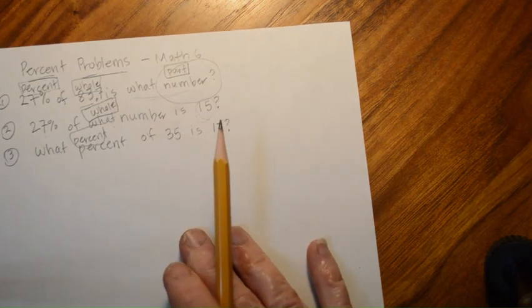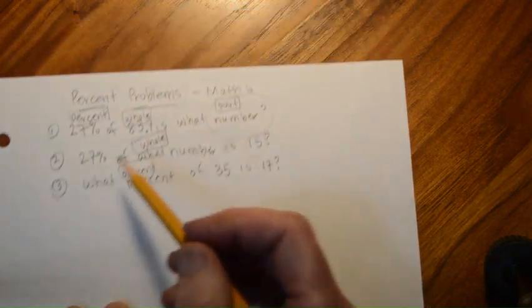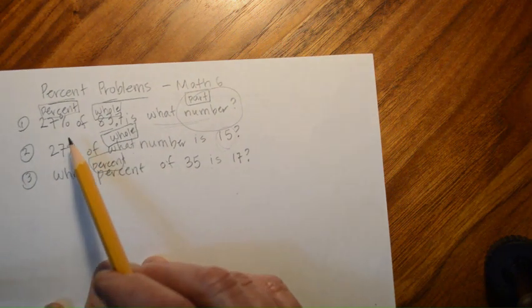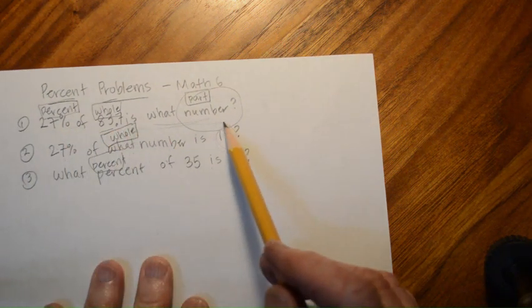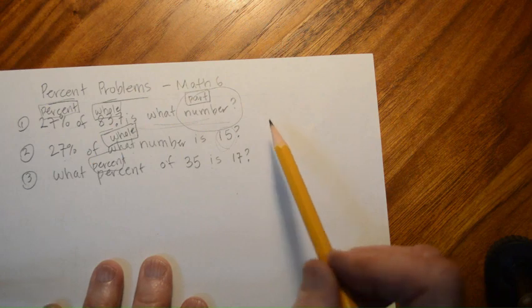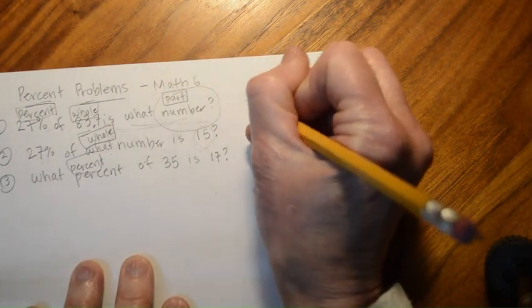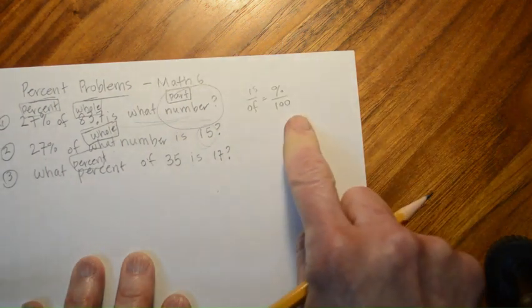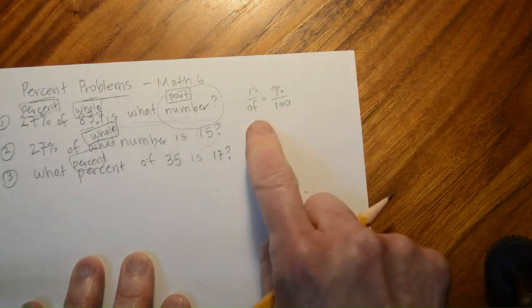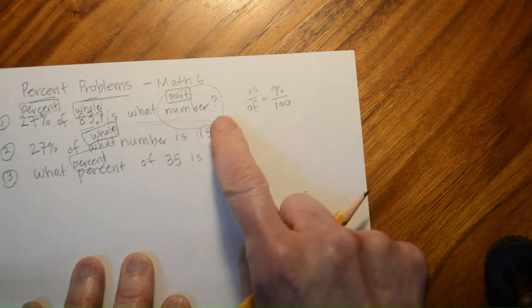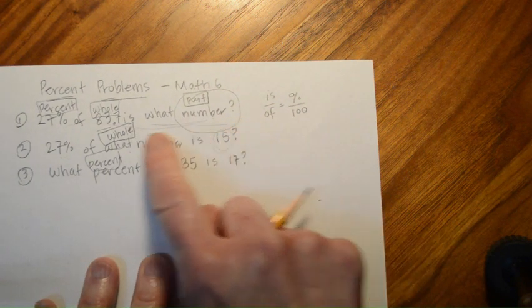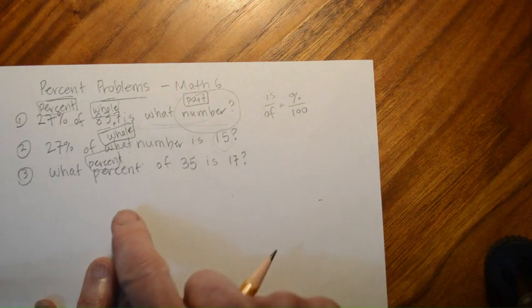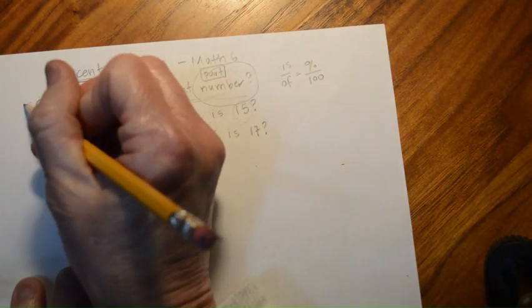But I also want to point out in general that there are different ways to solve these, but the kind that we're going to focus on is where we translate this sentence into a math equation. Again, I know there's one that's is over of equals percent over 100. We haven't learned ratios yet, so I'm going to hold off until next year to do that. And so what we're going to work on is just translating these sentences from English into math, and then we'll solve from there. So let me just translate this one.